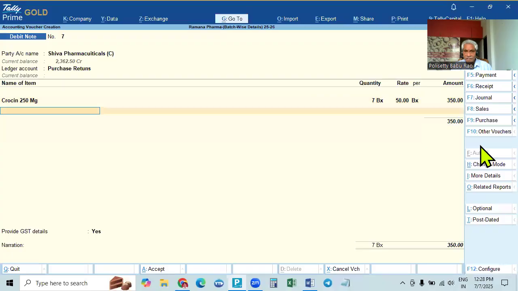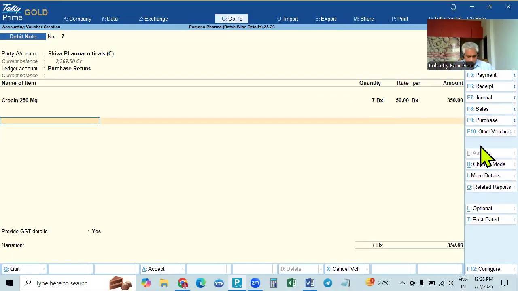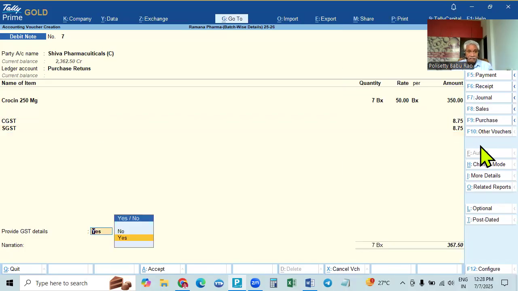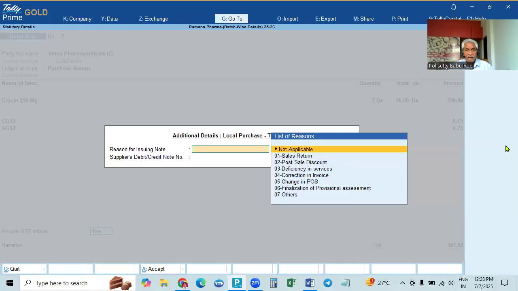So this one we are returning, and only one item. If there is one more item, that also will be entered. And come down. So CGST also we have to enter, GST details make it yes, and come down here. What is the reason for issuing this note? That is debit note. Sales returns are there, but we returned for purchase returns. So GST, make it others.